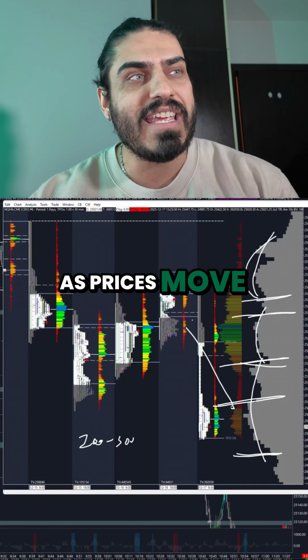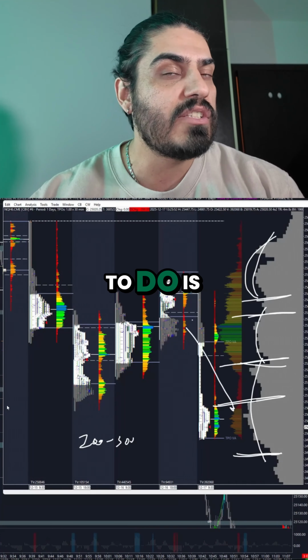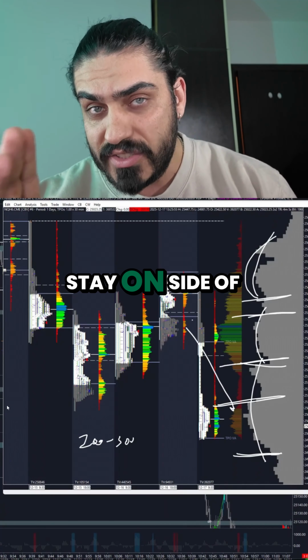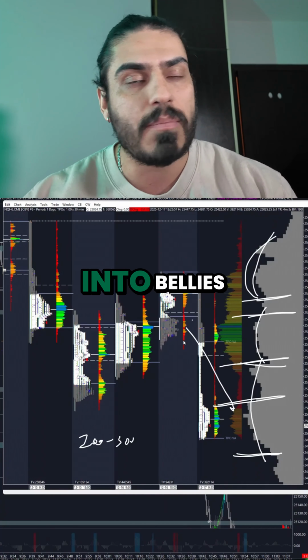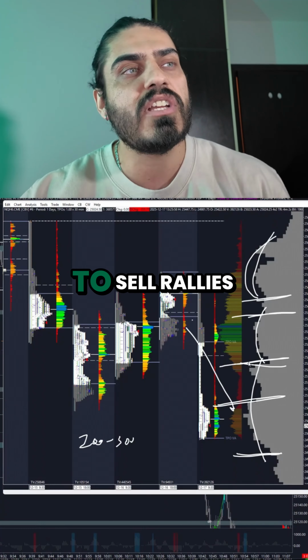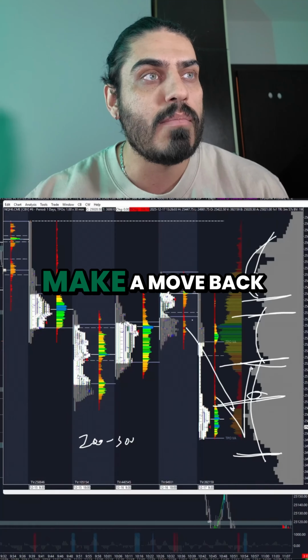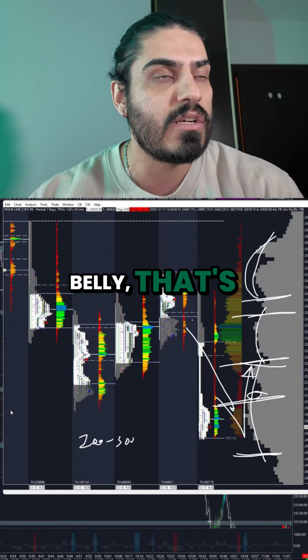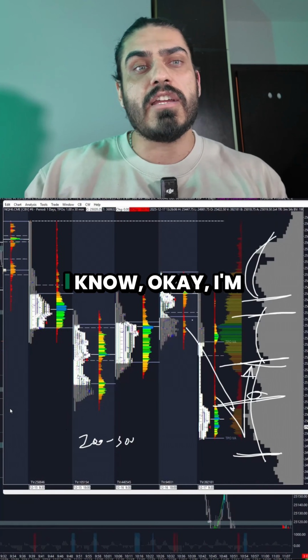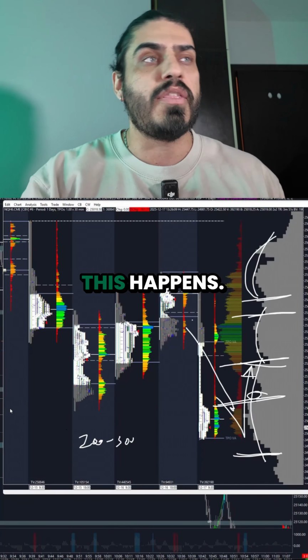As price moves into bellies, what we're going to do is directionally stay on side of that move. So if we move into bellies down, down, down, well, I just want to sell rallies into the start of that belly. If we change, right, when we make a move back into a higher belly, that's going to be the change in structure, so that I know, okay, I'm going to be bearish until this happens.